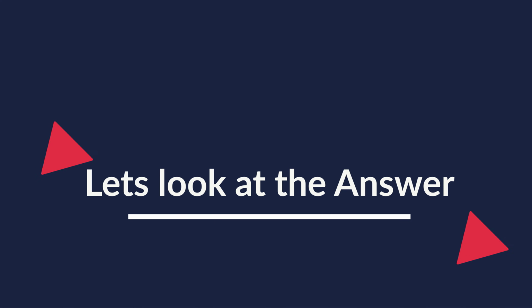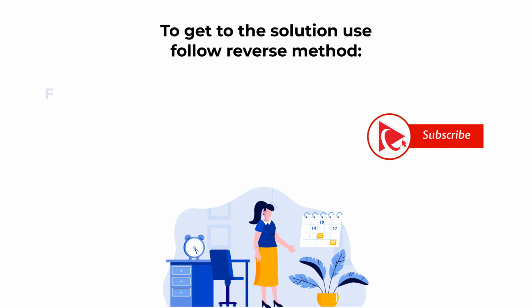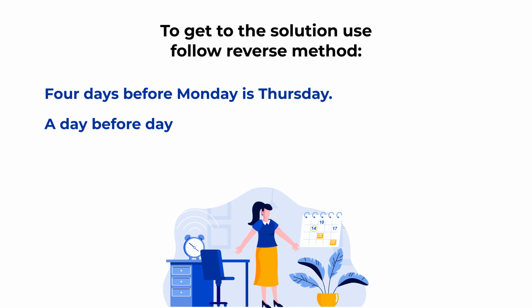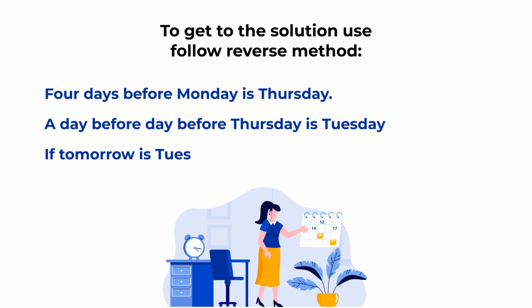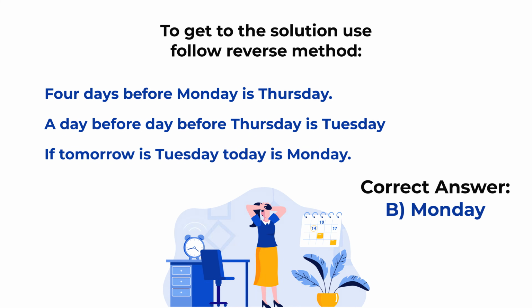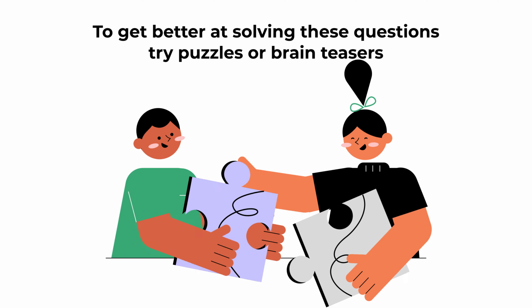To solve these types of problems, we need to analyze them and do them in reverse. 4 days before Monday is Thursday, and the day before Thursday is Wednesday. Wait, the day after tomorrow is Thursday, so tomorrow is Wednesday... if tomorrow is Tuesday, it means that today is Monday. So the correct answer here is choice B, Monday. Hopefully you've nailed this question and now know how to answer similar puzzles on the test.